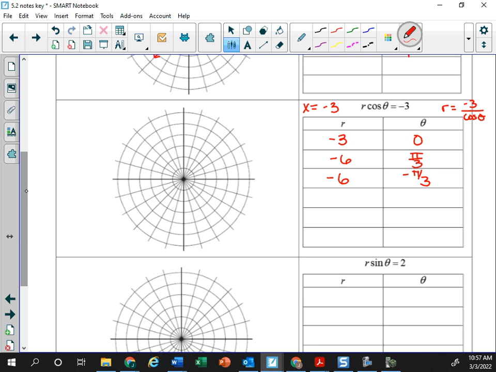So radius of negative 3, theta of 0, that's just 1, 2, 3. There's your dot. All right, negative 6, positive pi over 3. So negative 6 is out here. And then from that starting point, I'm traveling around to pi over 3, which is right down there. Then if I do negative 6, negative pi over 3, again, starting at that x, traveling backwards that same amount.